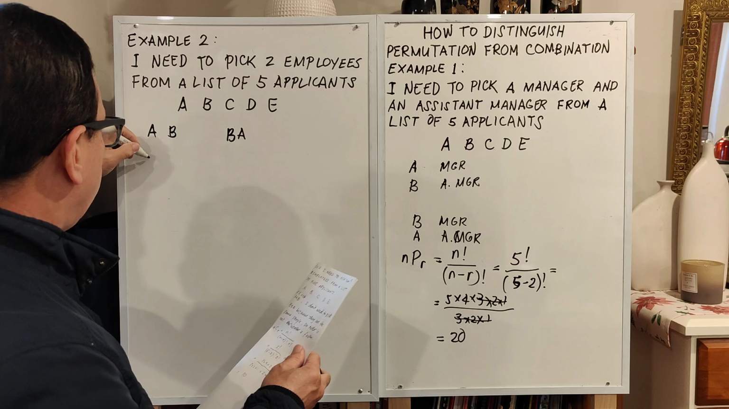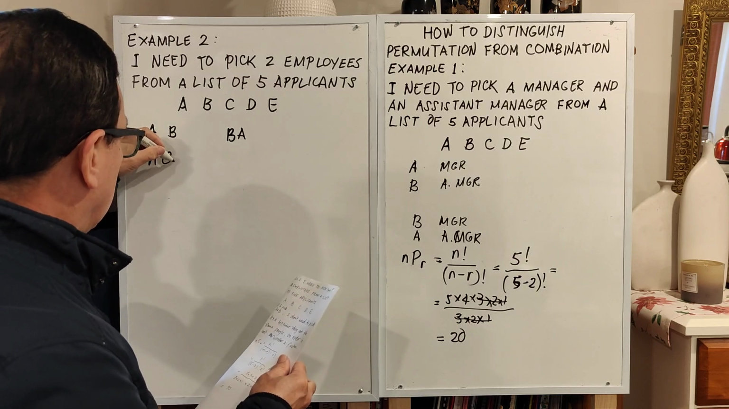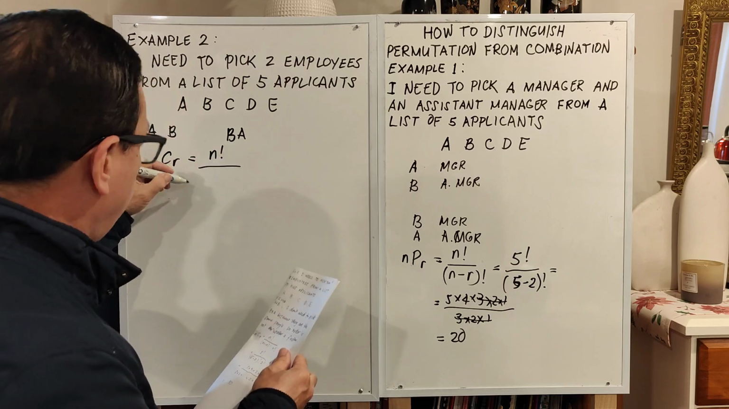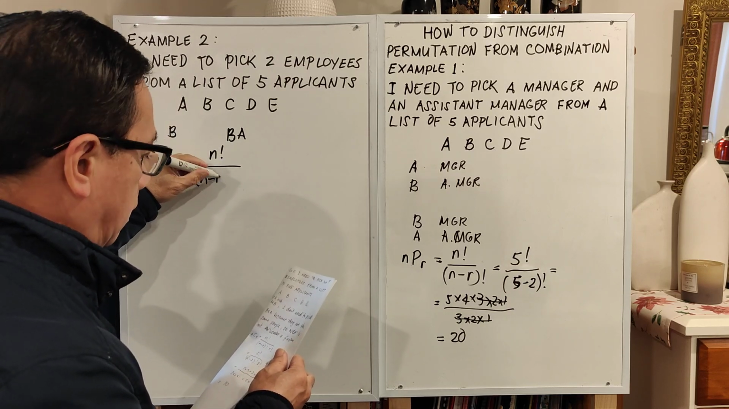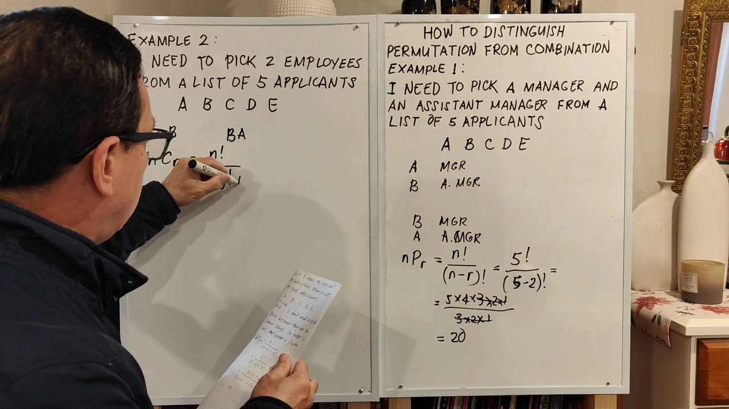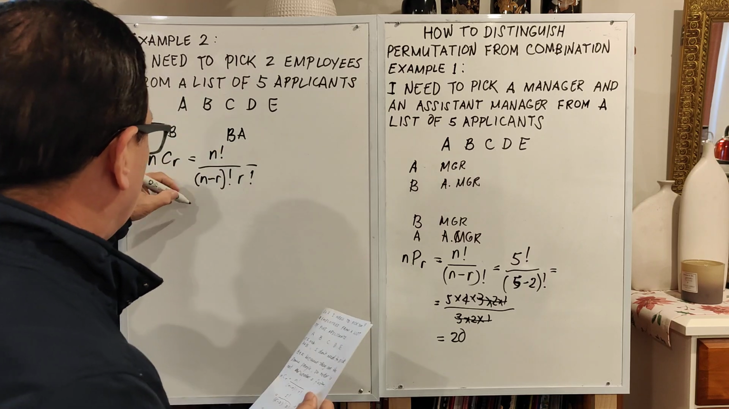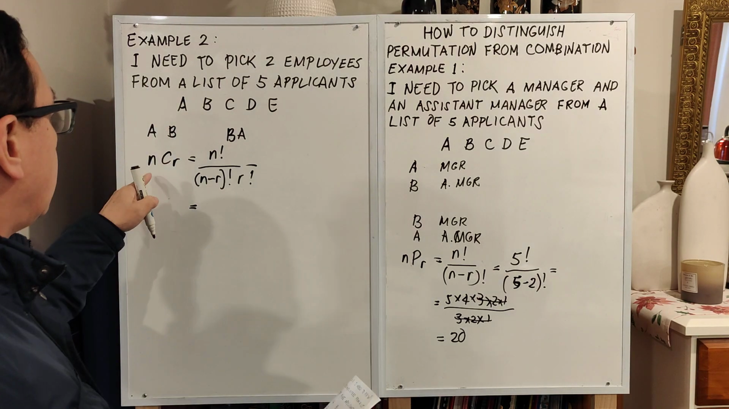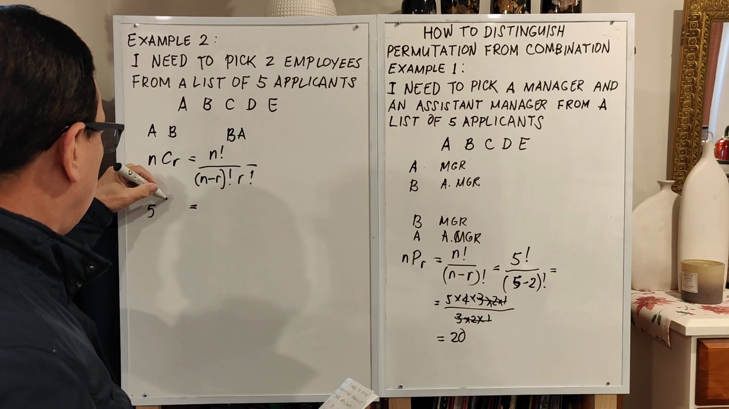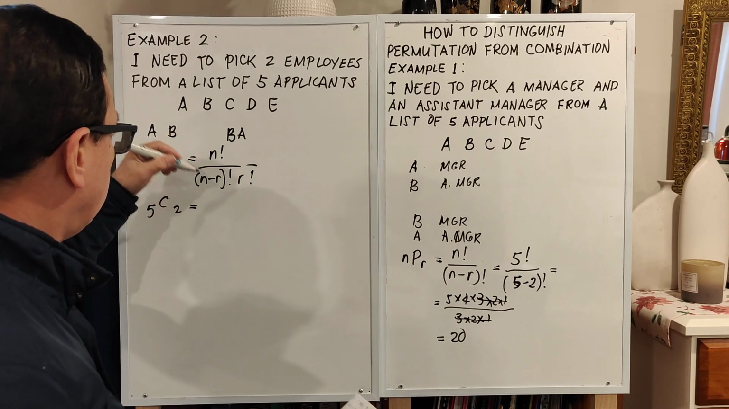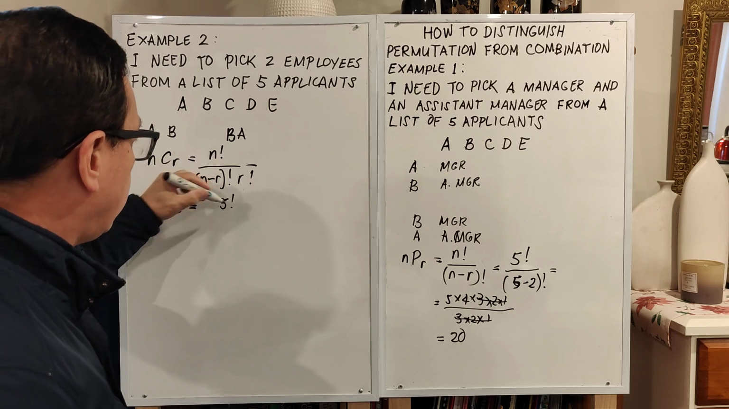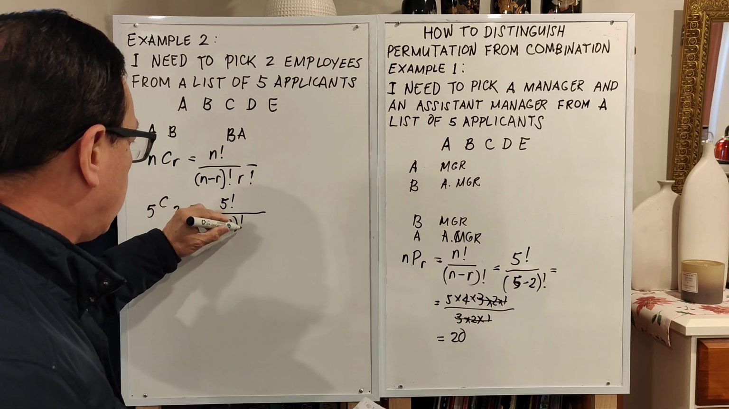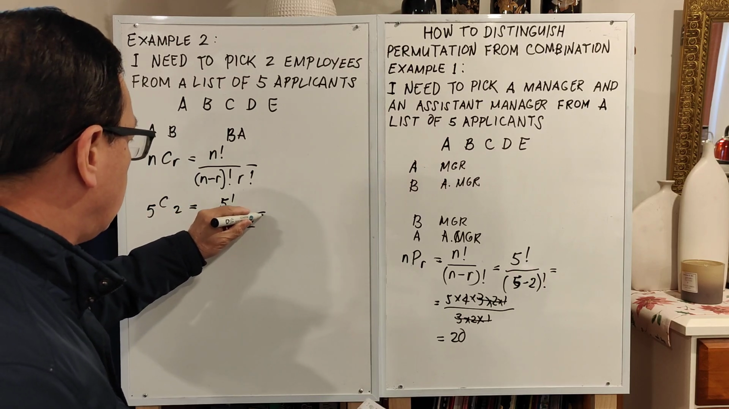Now, the formula for combination is nCr equals n factorial over n minus r factorial times r factorial. So for example 2, n is 5, r is 2, so 5 factorial over 5 minus 2 factorial times 2 factorial.